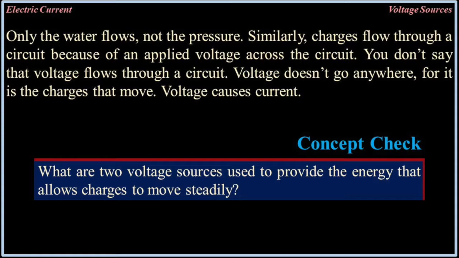Similarly, charges flow through a circuit because of an applied voltage across the circuit. You don't say that voltage flows through a circuit. Voltage doesn't go anywhere, for it is the charges that flow. Voltage causes current. Concept check. What are the two voltage sources used to provide the energy that allows charges to move steadily?